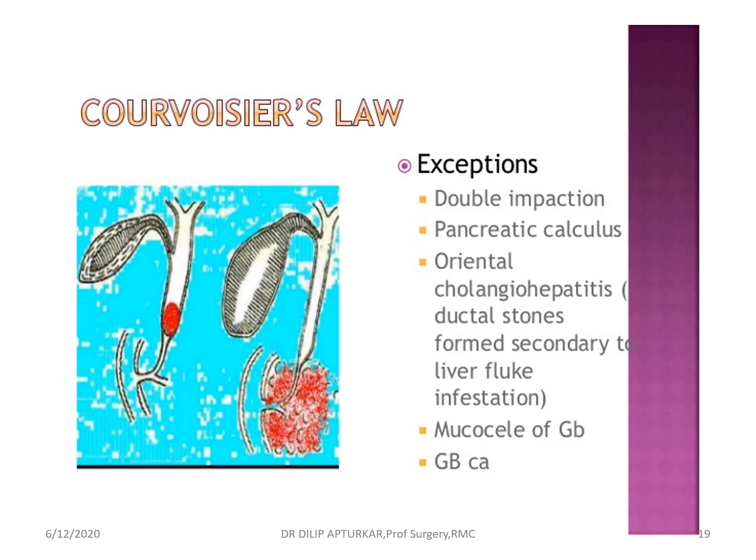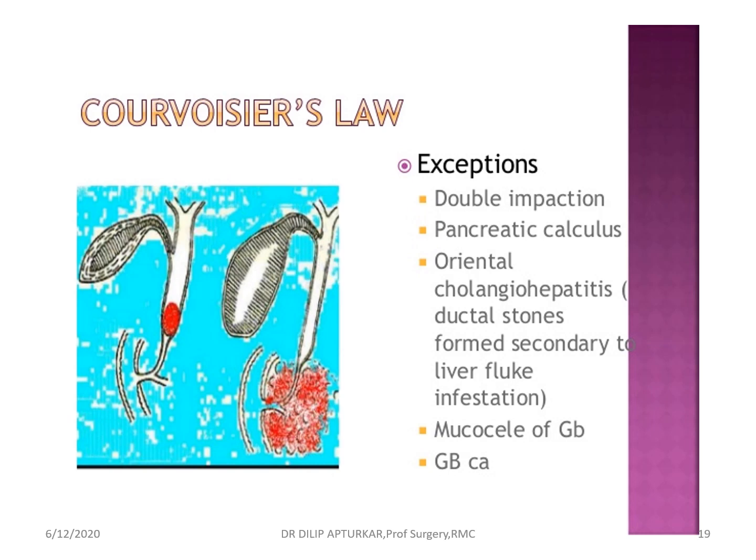It is a picture showing what Courvoisier's law is. In case of calculus obstruction, the gallbladder is fibrous, so you will not get a palpable gallbladder in obstructive jaundice. But if there is a progressive obstruction in case of malignancy like CA head of pancreas or periampullary malignancy, it is a slow growing and chronic obstruction causing distension, dilatation of the gallbladder. So the gallbladder is palpable. Some exceptions like double impaction, you will get a palpable gallbladder. Pancreatic calculus, again one can get a palpable gallbladder.